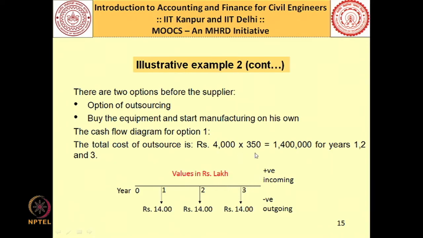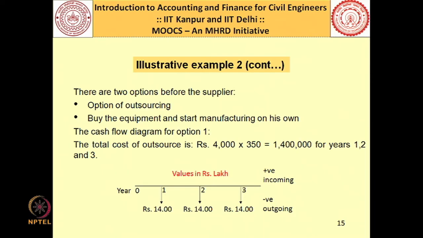So, the demand is for 350 and the rate at which you are procuring is 4,000. So, every year you have a commitment of 14 lakhs. You can see at the time 0 there is nothing, but at the end of year 1 we are paying 14 lakh, at the end of year 2 we are paying 14 lakh, and at the end of year 3 we are paying 14 lakh. So, this is as far as the cash flow diagram for outsourcing is concerned.